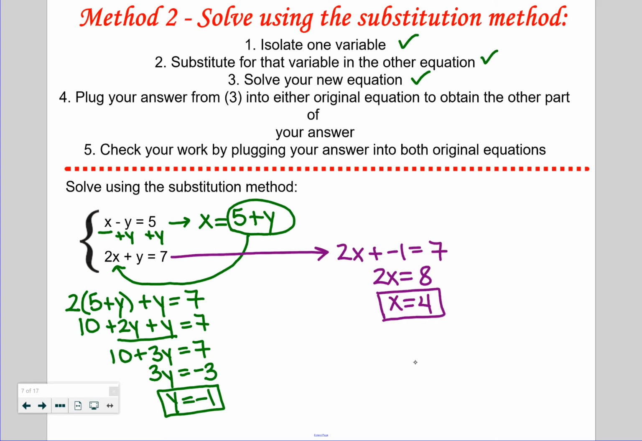So my final solution as a coordinate, as an ordered pair, is the point 4, negative 1, which again, in step 5 now, if you wanted to, you could plug that back in as we've practiced with the graphing problems. Plug 4 in for your x's, negative 1 in for your y's, and make sure it works for both of your original equations.